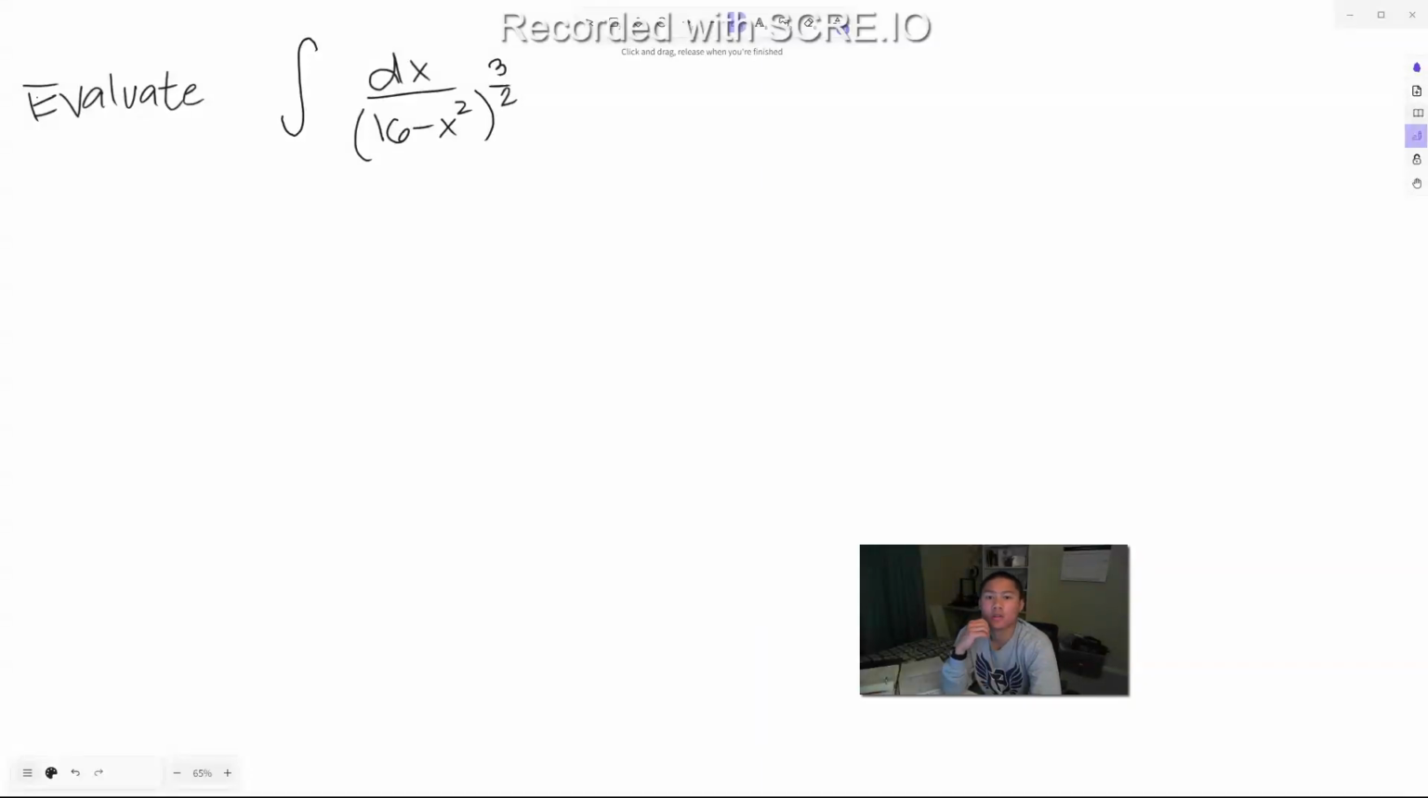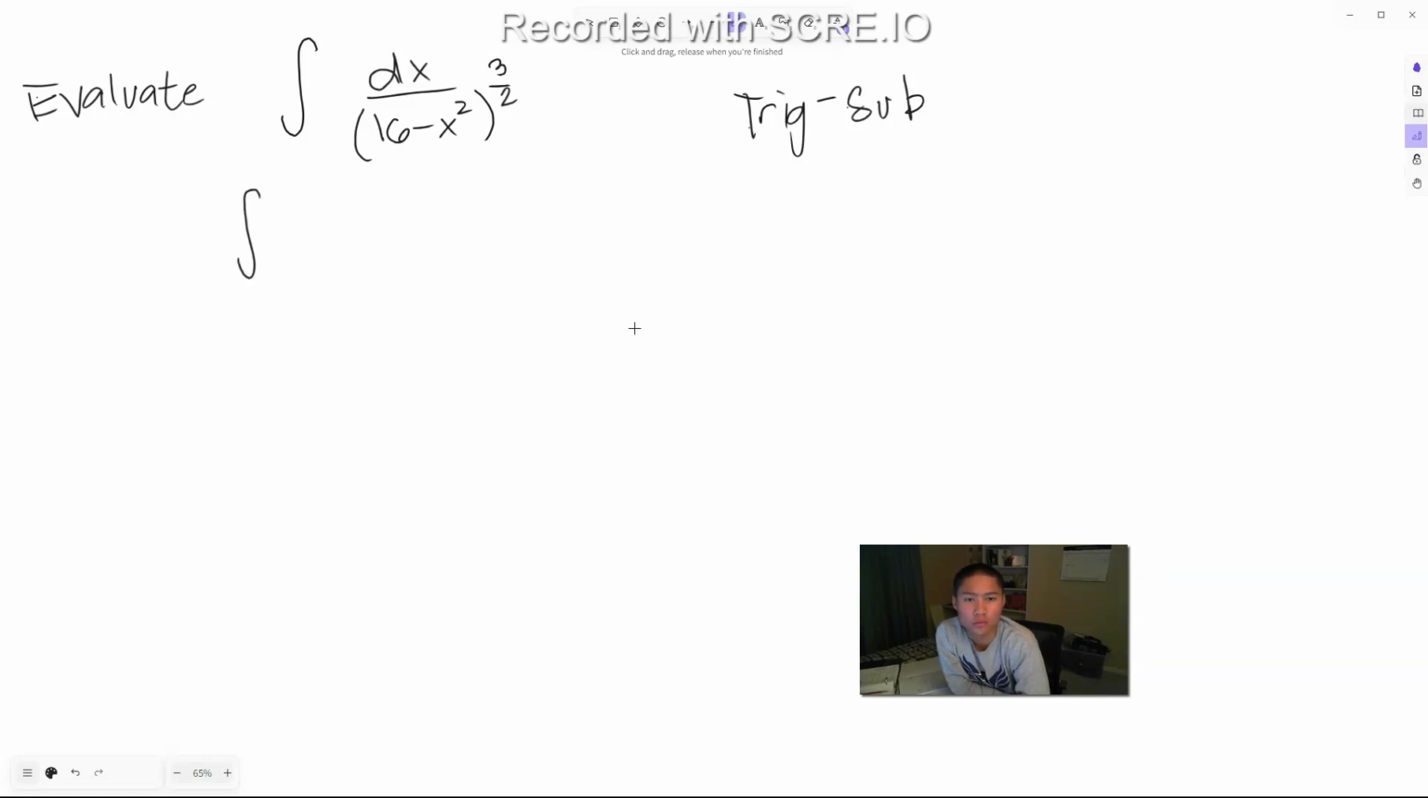Howdy, folks. Today we're going to evaluate the integral of dx over (16 minus x squared) to the power of 3 halves. Just by looking at this, we can tell that we're going to be using trig substitution, also known as trig sub. Now, how do I know that?